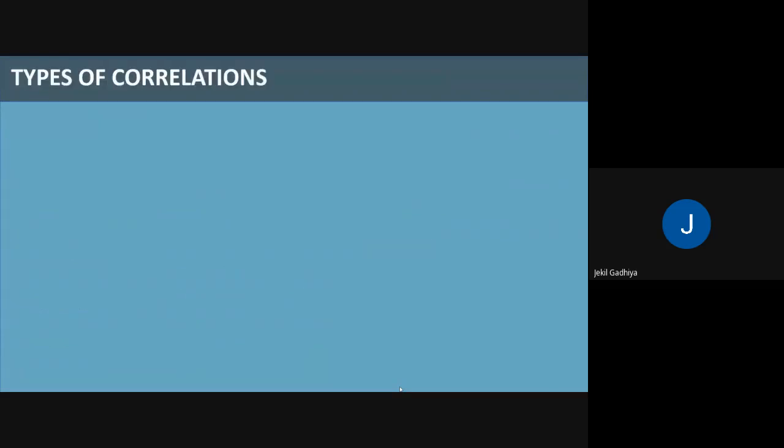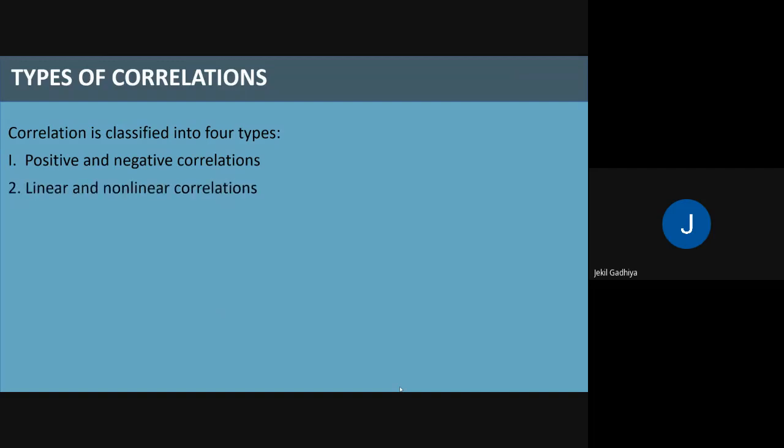Now there are several types of correlations. Let me discuss them one by one. Generally, we classify correlation into four types. First, positive and negative correlations; then linear and non-linear; partial and total; simple and multiple.